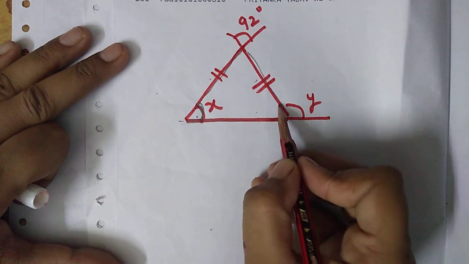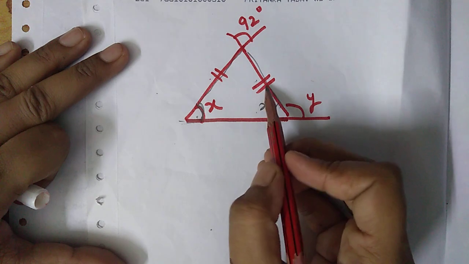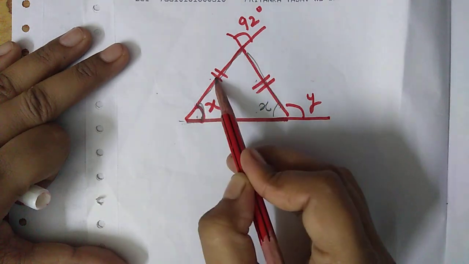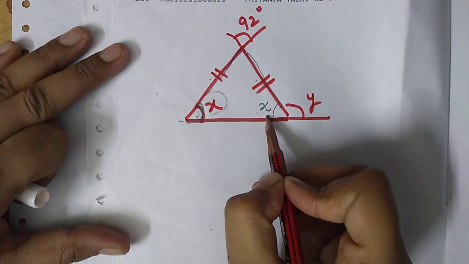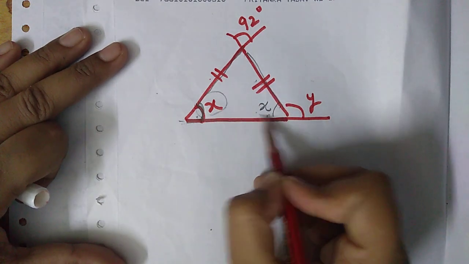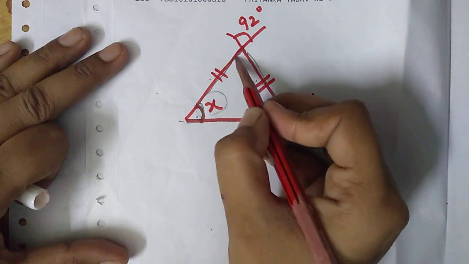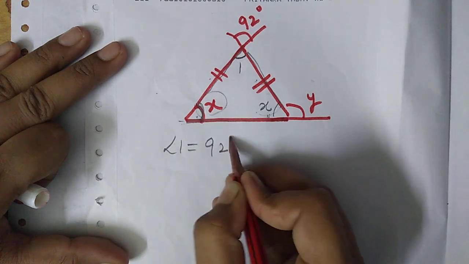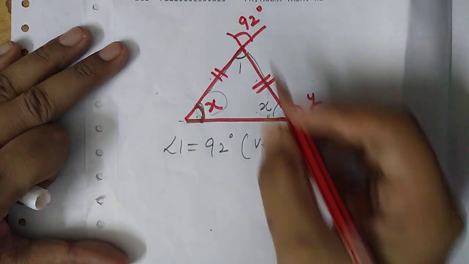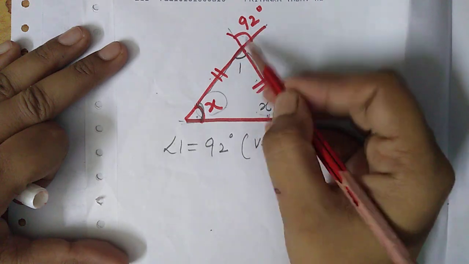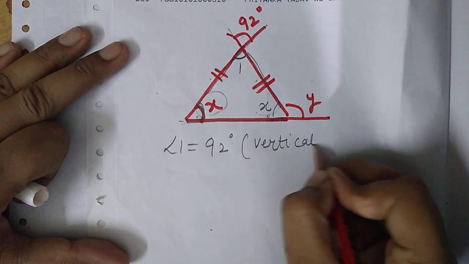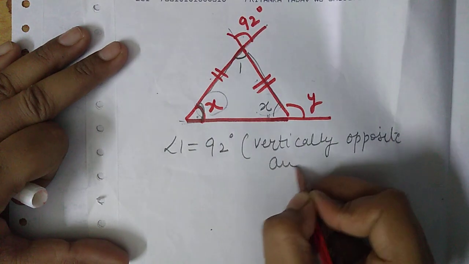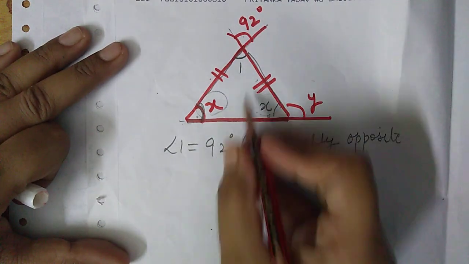So this is also x. Or you can also apply it this way: the angle opposite to this side is this, and the angle opposite to this side is this. If this is x, this is also x. Now this angle, let it be angle 1. So angle 1 equals 92 degrees. Why is it 92? Because these two lines are intersecting and these are vertically opposite angles. Vertically opposite angles are always equal. So angle 1 is 92.